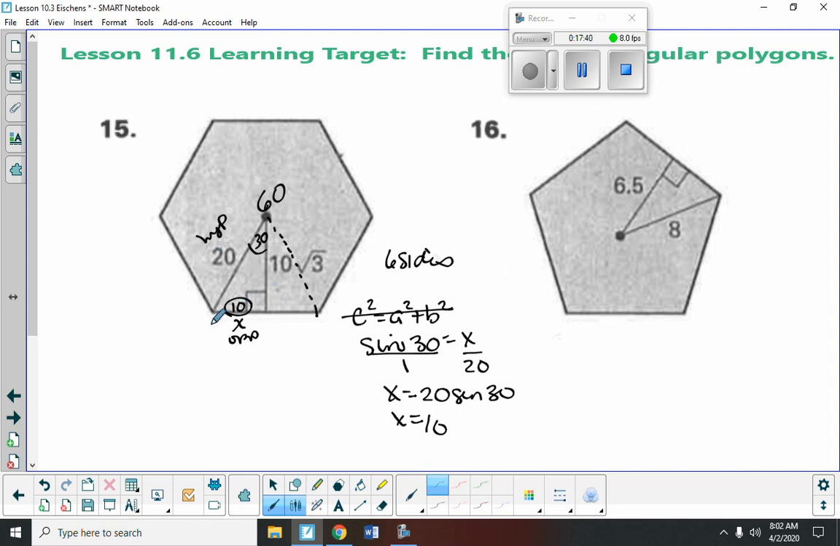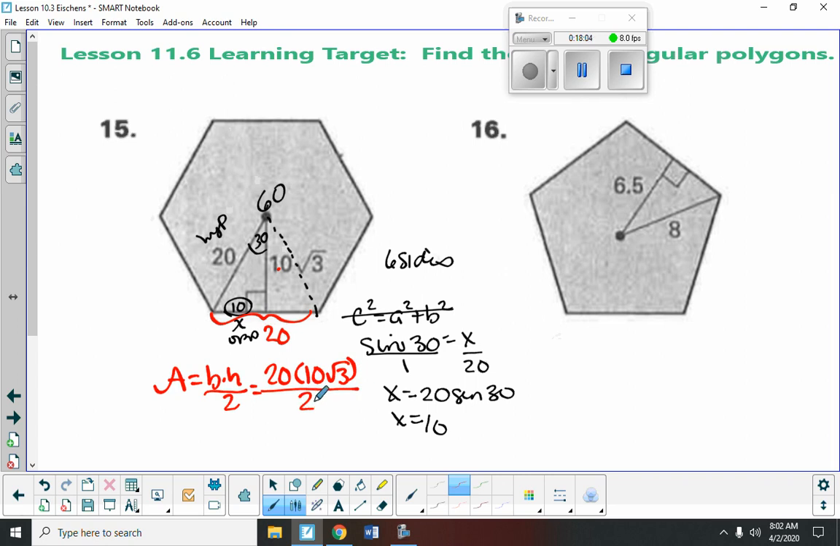Which means that this whole base would be 10 and 10. So this would be 20. And that's 10 root 3. So now we have enough information to figure out the area of that triangle. So base times height divided by 2. Your base is 20. Your height is 10 root 3, divided by 2. And we'll just type that into our calculator.